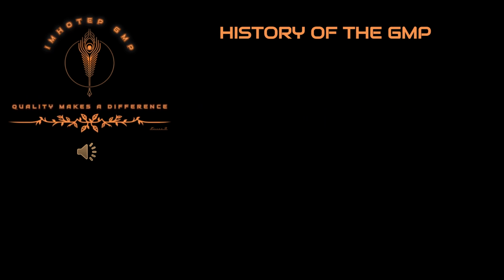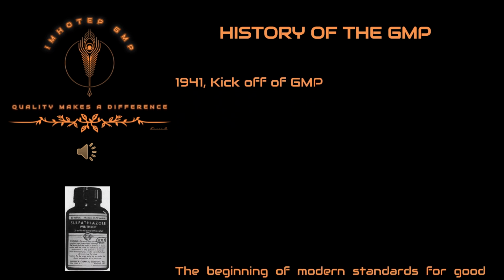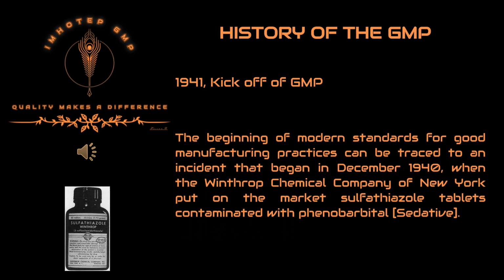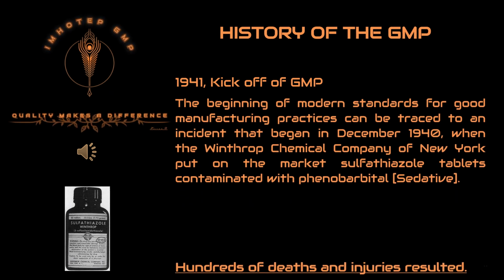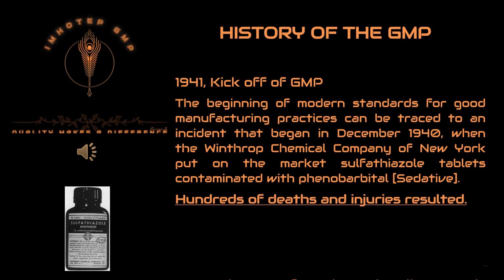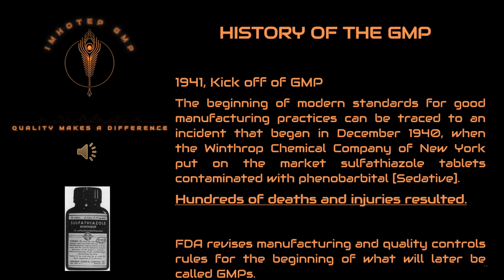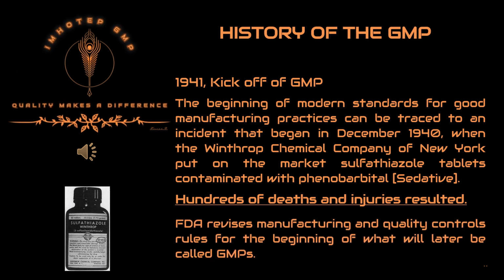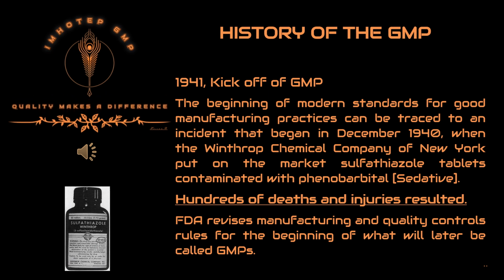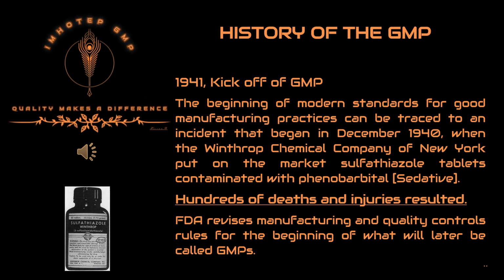1941, Kickoff of GMP. The beginning of modern standards for good manufacturing practices can be traced to an incident that began in December 1940, when the Winthrop Chemical Company of New York put on the market sulfathiazole tablets contaminated with phenobarbital, a sedative. Hundreds of deaths and injuries resulted. FDA revised manufacturing and quality control rules for the beginning of what would later be called GMPs.